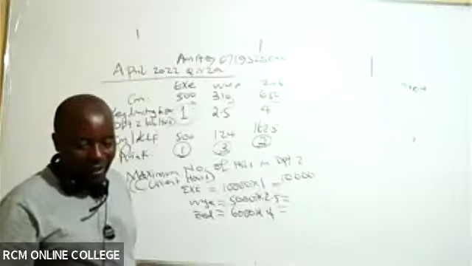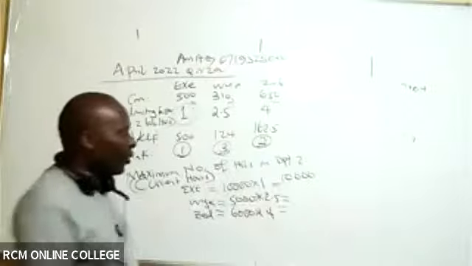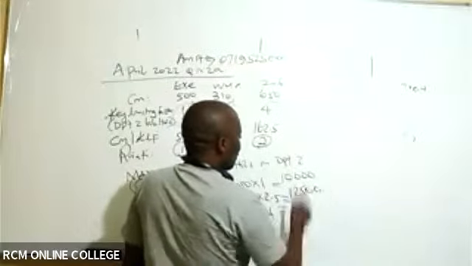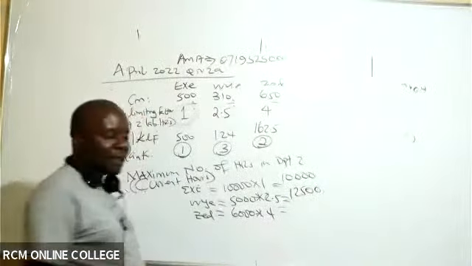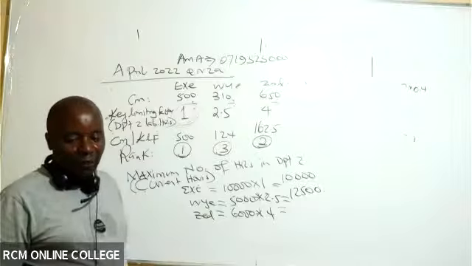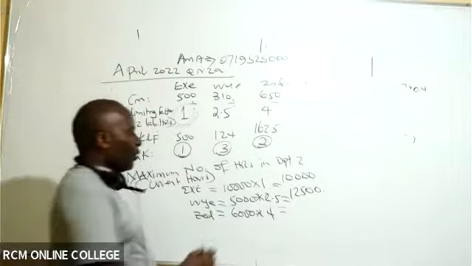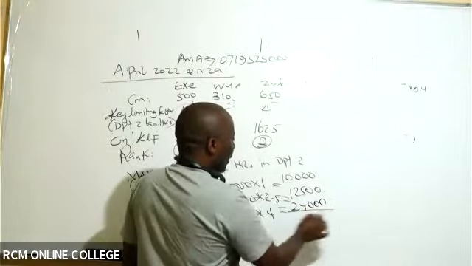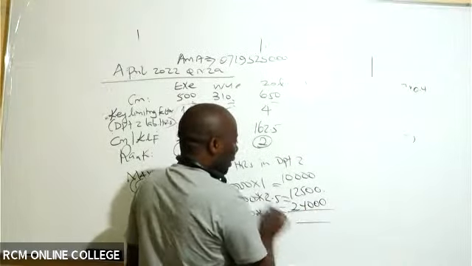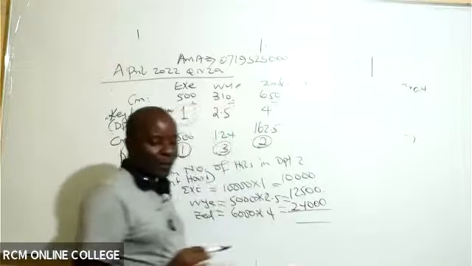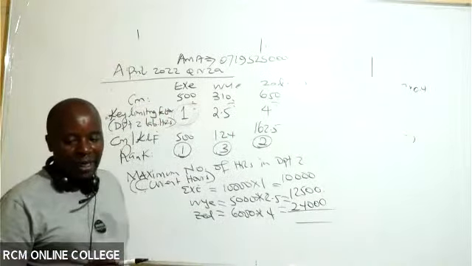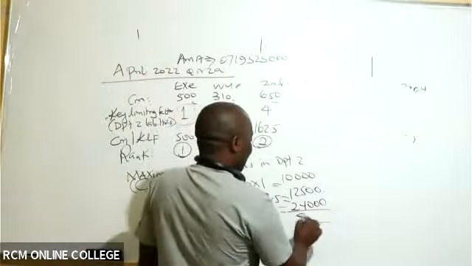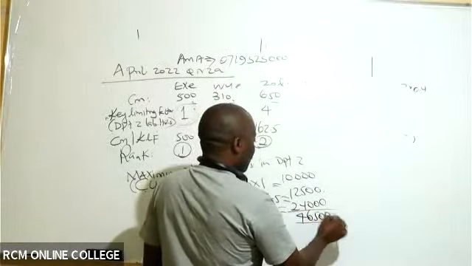12,500. And then lastly, we have 24,000. So then these will end up giving us how many hours in total? 46,500. So this will end up giving us 46,500 hours.